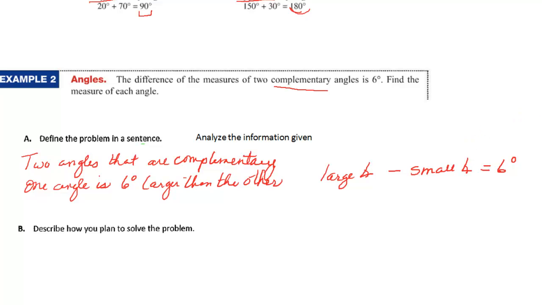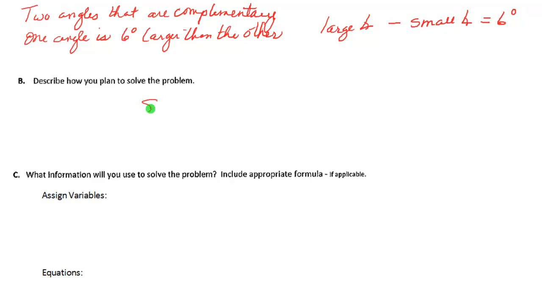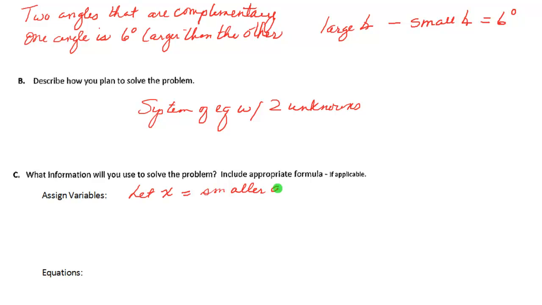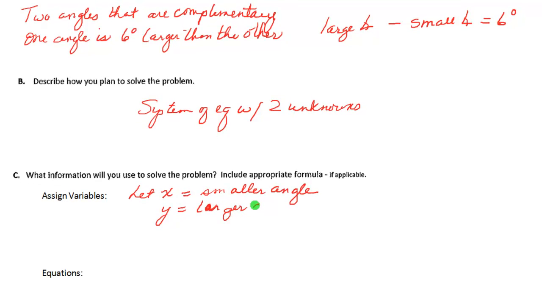All right, so how are we going to solve this problem? Well, again, we're going to use a system of equations with two unknowns. So let's define those unknowns. Let's let x be the smaller angle, and let y be the larger angle. How's that? Okay, and so what do we know about these two angles?